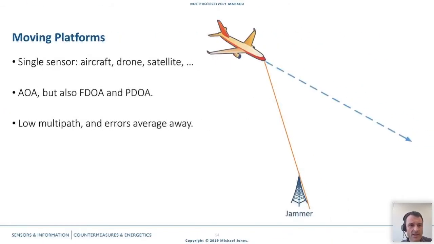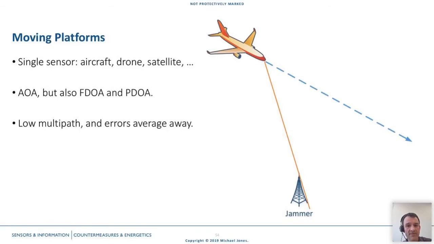Okay, so let's just think about moving platforms for a moment. What I've done so far is talk about a number of sensors that are deployed around the jammer you're trying to geolocate. Of course, you can do it with a single sensor. In this case, I've drawn an aircraft that is doing a line of bearing, so it's doing angle of arrival. But we could also use some of the other techniques like frequency difference and phase difference of arrival.